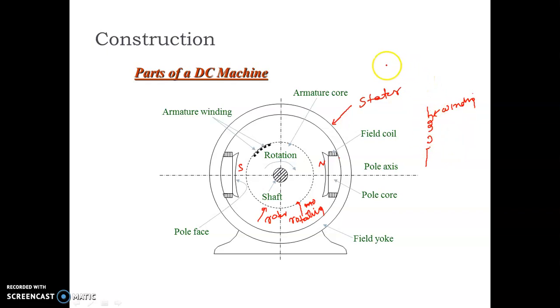You know, when current flows, it will create flux. Here a DC supply is given, positive and negative, so DC current will flow and DC flux will be produced. What will this DC flux do? DC flux means constant flux. The magnitude is constant, not changing. So what will happen? This DC flux will link this armature winding.